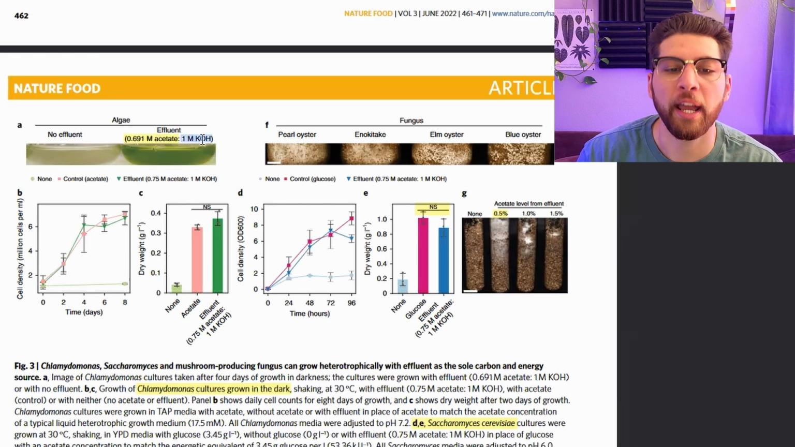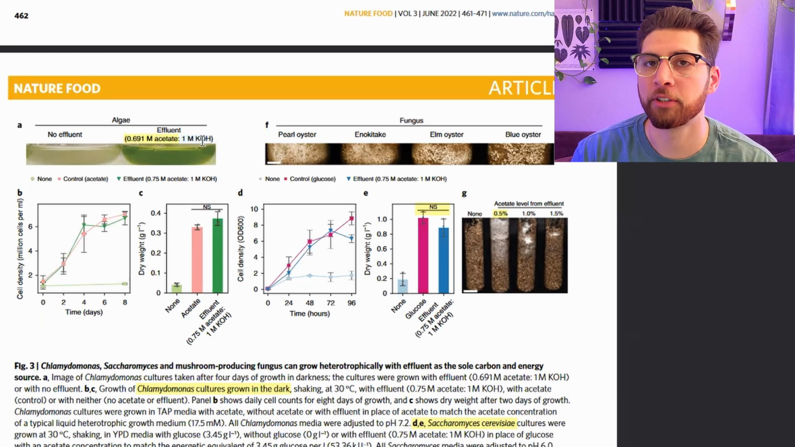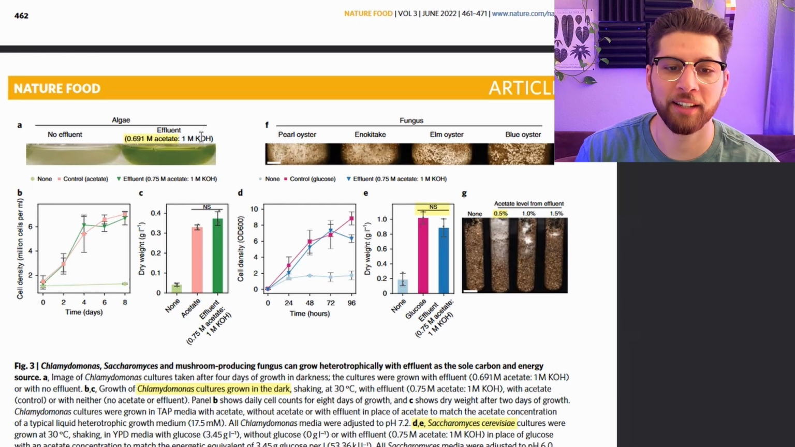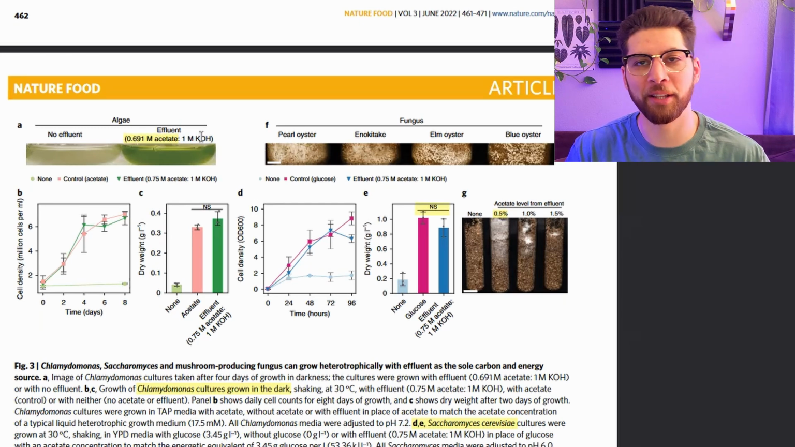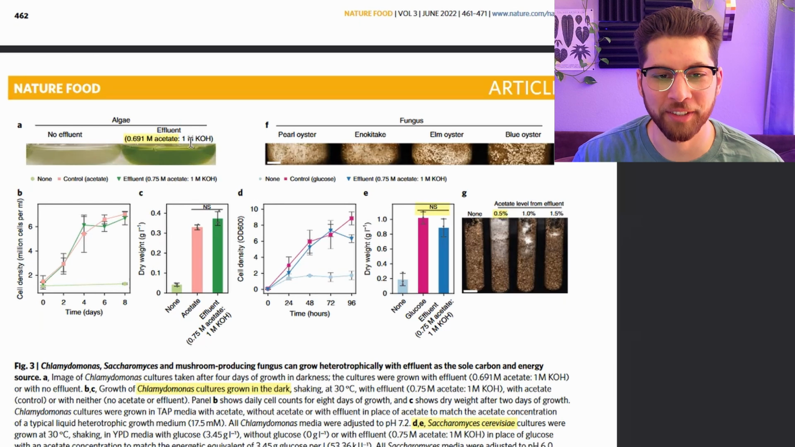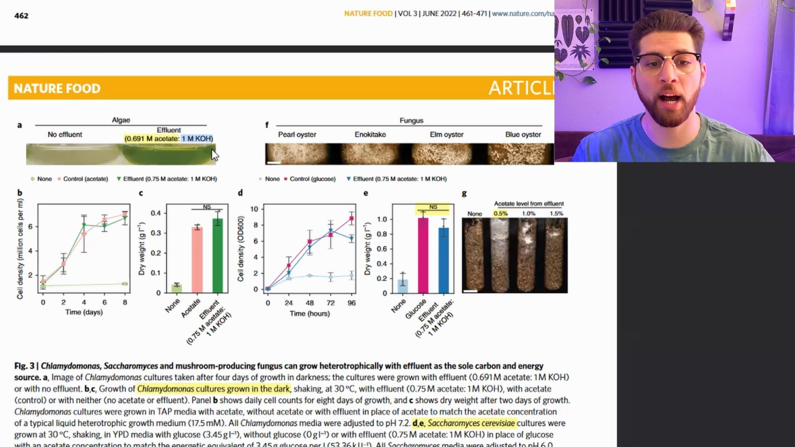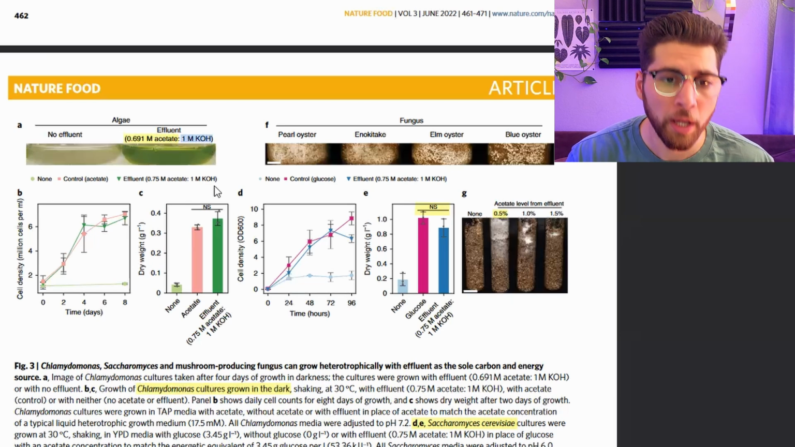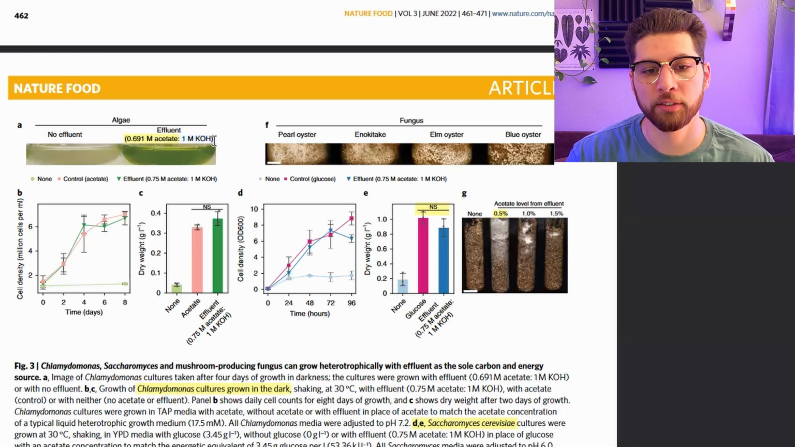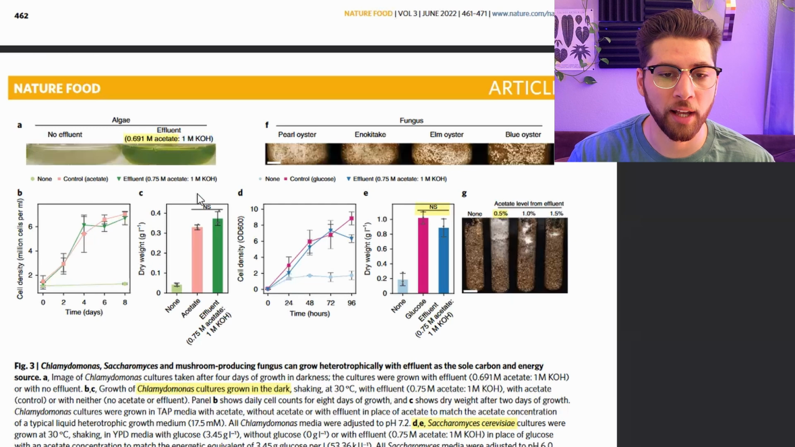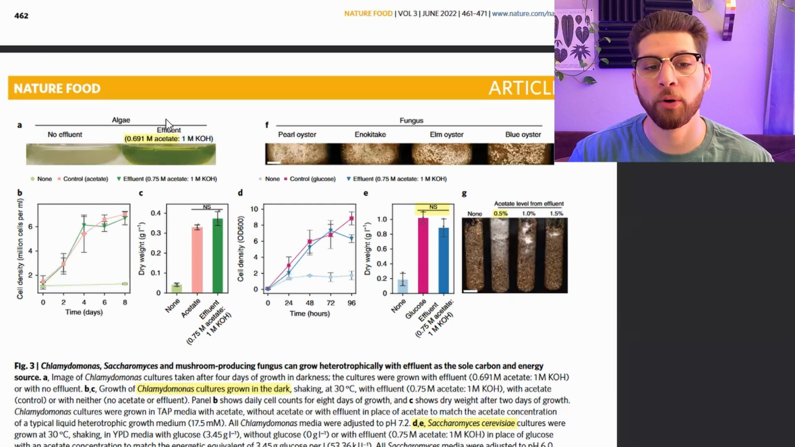And then, so their electrolyte was actually potassium hydroxide. So you can imagine potassium hydroxide may not be the best chemical to feed microorganisms or organisms in general, and 1 molar is a lot. 1 molar is a really high concentration. But even with that high concentration of potassium hydroxide, they were able to grow algae in the dark, feeding them just this effluent.